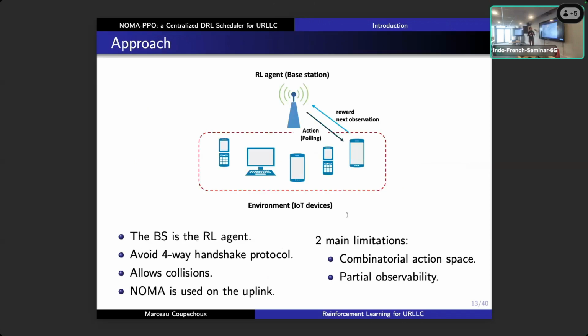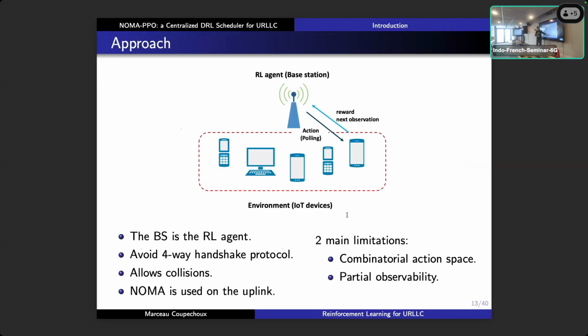So we have considered a single agent reinforcement learning. It means that we have a base station and the devices that should send the packets within 1 millisecond with a high reliability. And the reinforcement learning agent is in the base station. So we avoid the grant-free protocol, because what we will do is the base station will poll the users, and the users will send the packets. We allow collisions and we rely on NOMA to reduce the number.